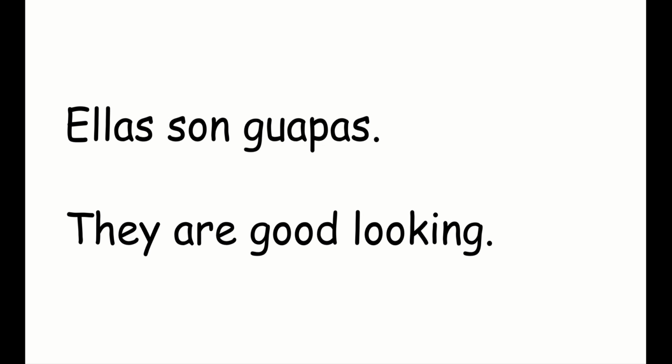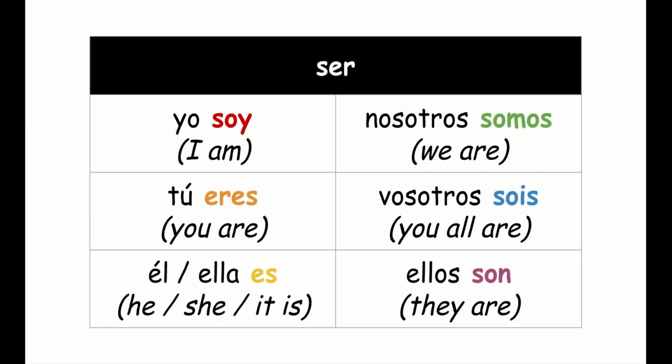If we changed ellos to ellas, we see some interesting information here. Ellas son guapas. So the translation into English is the same, but with the introduction of that A in there, we know that we're talking about a group of feminine people. Ellas son guapas. They are good looking, but with the additional information of knowing that they are all feminine. So again, here is our conjugation chart, all the different forms of the word ser, depending on which grammatical person you're talking about.